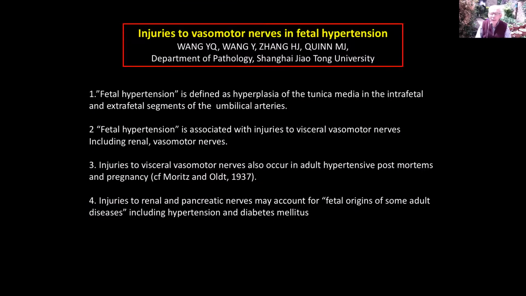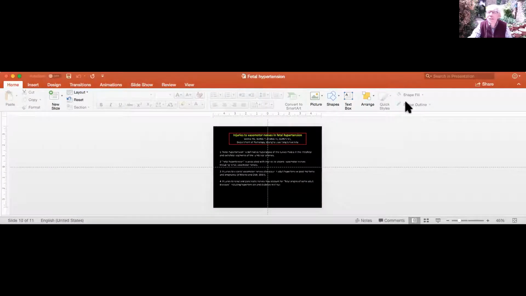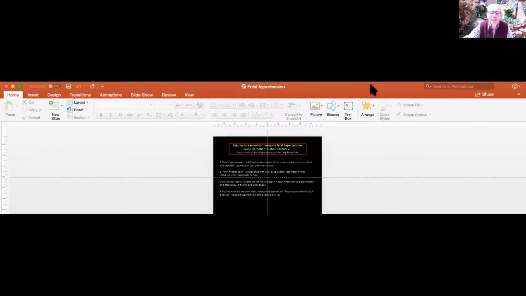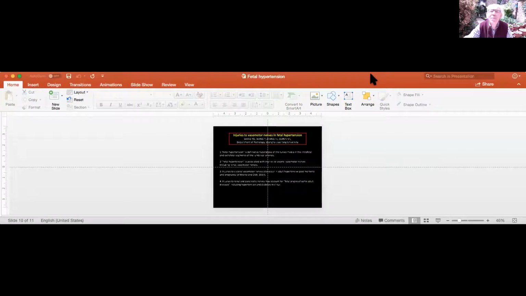So in summary, this is a histological diagnosis, fetal hypertension. We see similar injuries in adult and pregnancy hypertension, and the injuries in the renal and pancreatic systems may be important in terms of the fetal origins of adult disease. In other words, they may be more significant in the adult situation.